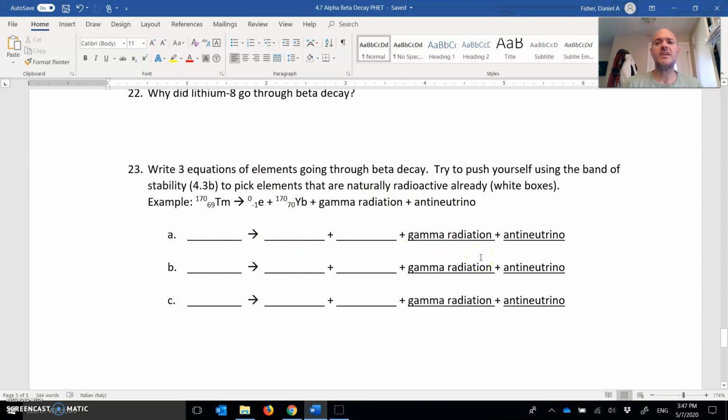And one thing I'll say about the band of stability is that you've got this line of kind of stable atoms going up. If they're on this side of the line, above it, that means they've got too many neutrons. Neutrons are what's on the y-axis. If they're below it, that means they've got too many protons. Protons are on the x-axis. So that's a really good way to think about this as you go through it.